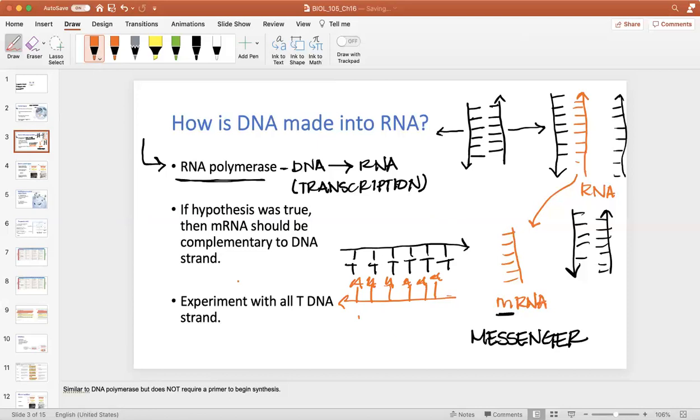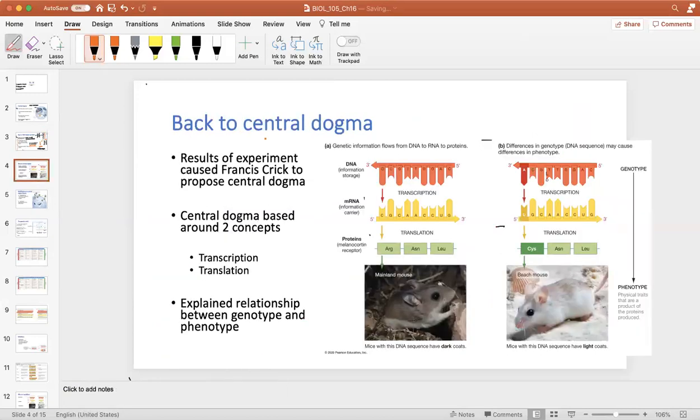So essentially, at this point in the late 1950s, we're beginning to understand that RNA is this messenger molecule, okay? I do have a note down here that RNA polymerase is similar to DNA polymerase, but does not require a primer to begin synthesis. We'll talk more about this in chapter 17, okay? So the results of this experiment where we confirmed that RNA is a messenger molecule allowed Francis Crick to really develop his central dogma idea, okay?